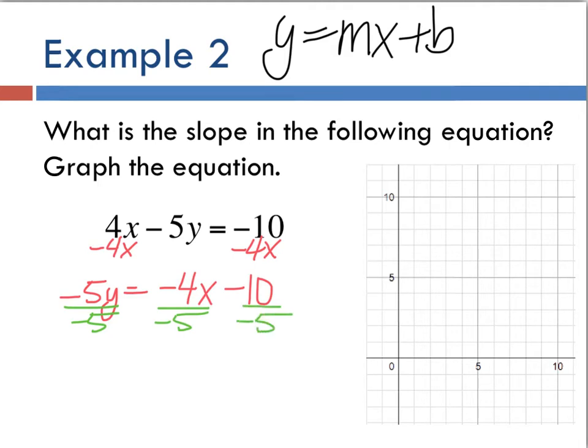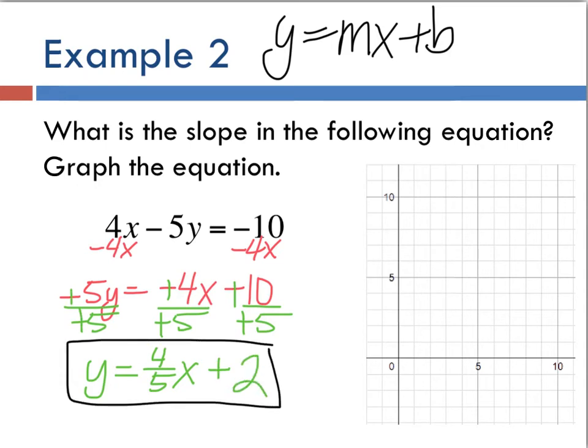What's negative 5y divided by negative 5? Well, you get y equals, what's a negative divided by a negative? Positive 4 over 5x minus, what's 10 divided by negative 5? It's actually plus, so these two become plus 2. That's our equation. From there, what's the slope? The slope is 4 over 5. Let me write that over here. M equals 4 over 5, and that means it's positive.